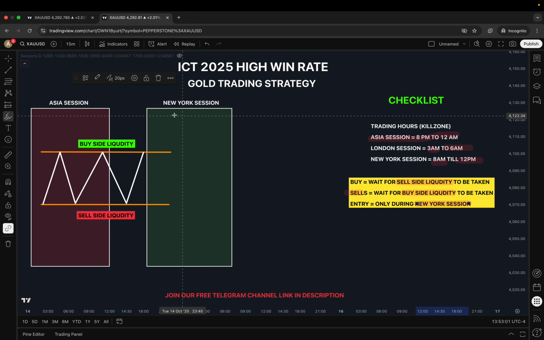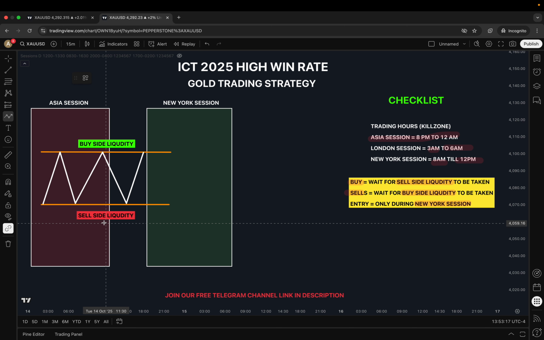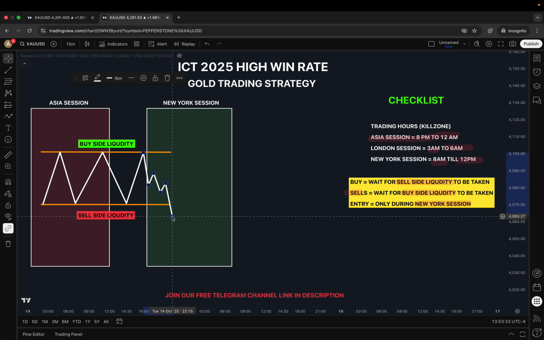So let's get started. I'm going to give the example for buy first of all. So we want to take buys. We're anticipating in the market that gold is going to start going up. So we're looking to take buys, and we want sell side liquidity to be taken out, as I mentioned here. So we should expect something like this to happen in the market. Price will play within the range and sell side liquidity will be taken out.